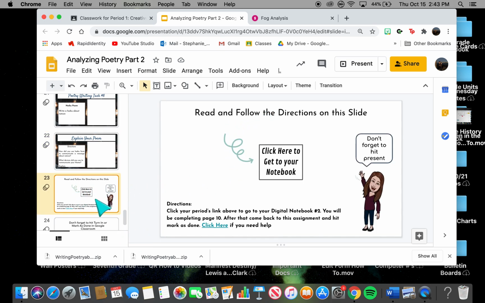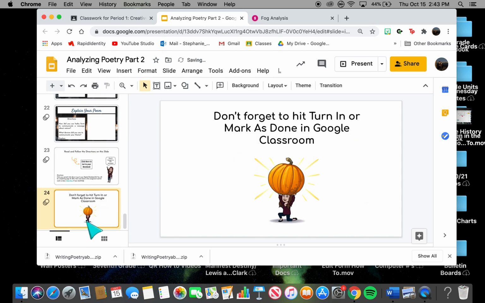Once you get to slide 23, you're going to click on here to get to your digital notebook number 2. You're going to complete page 10. If you're missing page 10 or the question isn't on page 10, just let me know and I'll fix it. And then don't forget to hit turn in.